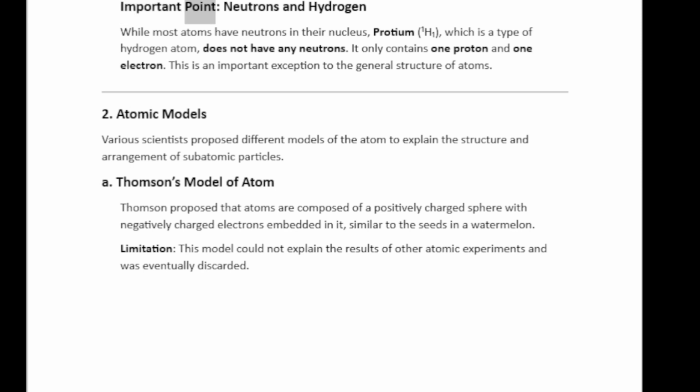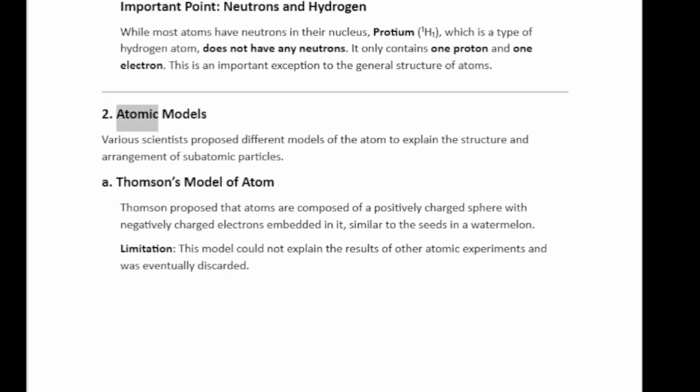Important point: neutrons and hydrogen. While most atoms have neutrons in their nucleus, protium, superscript 1H, which is a type of hydrogen atom, does not have any neutrons. It only contains 1 proton and 1 electron. This is an important exception to the general structure of atoms.